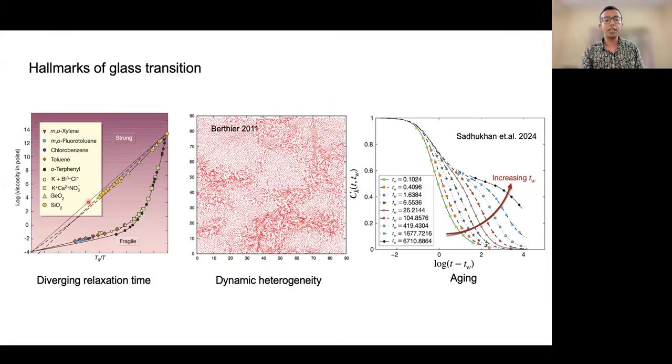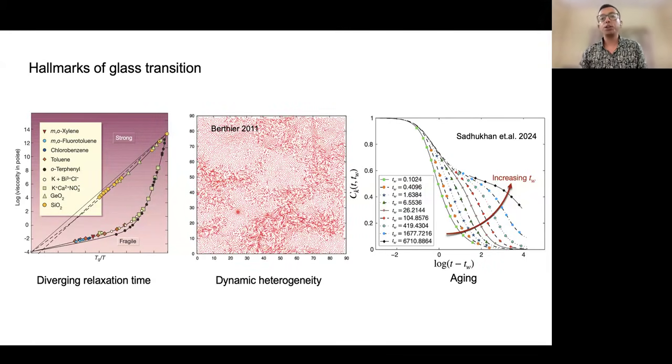One of them is diverging relaxation time, which perhaps many people know: as you approach glass transition, the viscosity increases by almost 14 orders of magnitude. But there are other hallmarks also, such as dynamic heterogeneity, in which you have coexisting liquid-like and solid-like states at the same density, as shown over here. For example, some regions are flowing, whereas some regions are not really flowing.